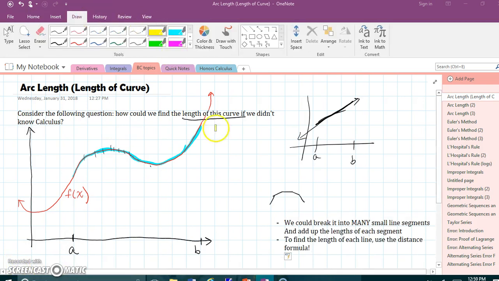Write down the general process here. What we're going to do is we're going to break our curve up into many straight line segments here, and then we're going to add up the lengths of each segment. And we know how to find the length of each line because we know the distance formula.